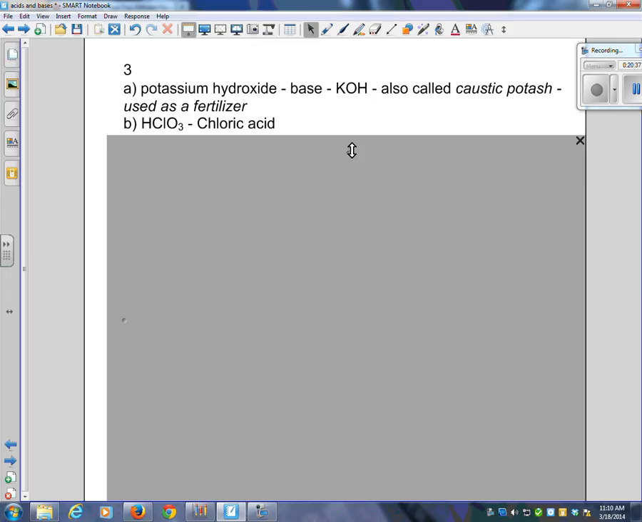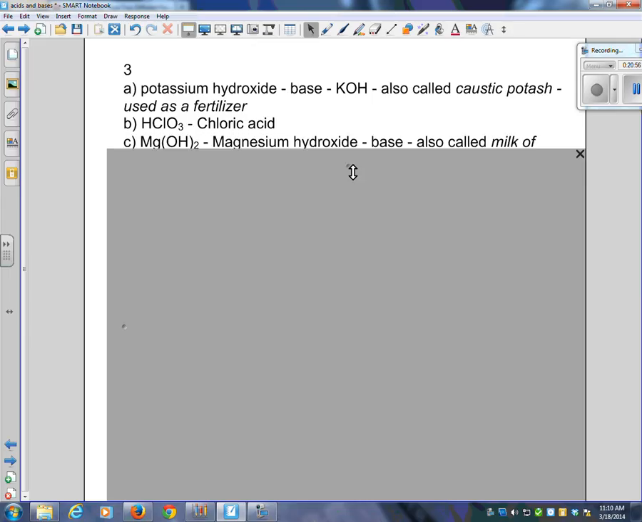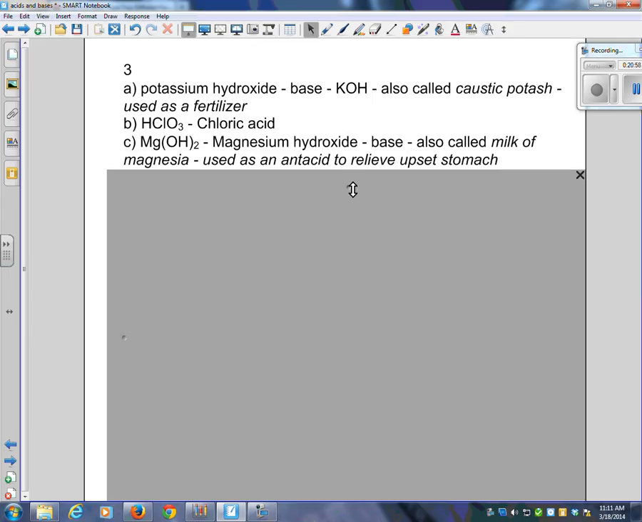HClO3 is known as chloric acid. How can you tell it's an acid, Cole? Because it starts with an H. HClO3, it's chloric acid. You need to be able to do this for the test. Mg(OH)2 is a base. It contains the hydroxide ion.